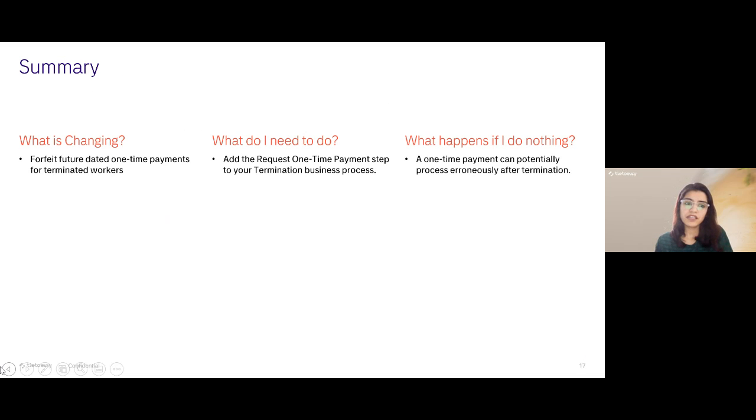So in a nutshell, what is changing? Forfeit future dated one-time payments for terminated worker. What we need to do is just add the request one-time payment step to the termination business process. If you do not do this, a one-time payment can potentially be processed in error. So utilizing this feature will definitely reduce the risk of any such errors.